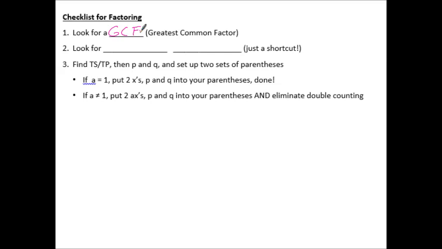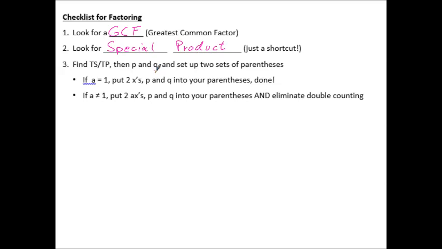The next step is look for a special product. Now that is really just a shortcut. If you find a special product, if you see it, you can go ahead and factor it using the shortcut. If you don't, fret not, because if you continue factoring the normal way, you will get to the same answer. And the normal way is right here, step 3. We find target sum and target product. Then, using those, we find our numbers p and q.